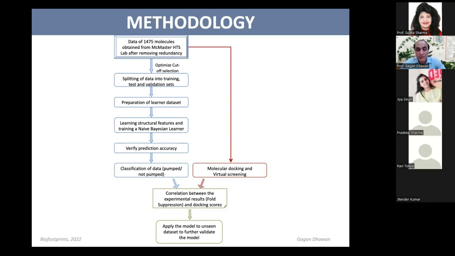So what we did, this is a normal protocol which we follow for any machine learning tool. We checked these molecules and then split the data into training, test and validation sets. So wo kis basis pe kya? I'll come to that. Out of 1475 molecules, we calculated the fold suppression, checked the fold suppression values of the experimental data. We took 2 as a threshold value. If the fold suppression value is less than 2, we say that the compound is not pumped. If it is more than 20, we say it is highly pumped.